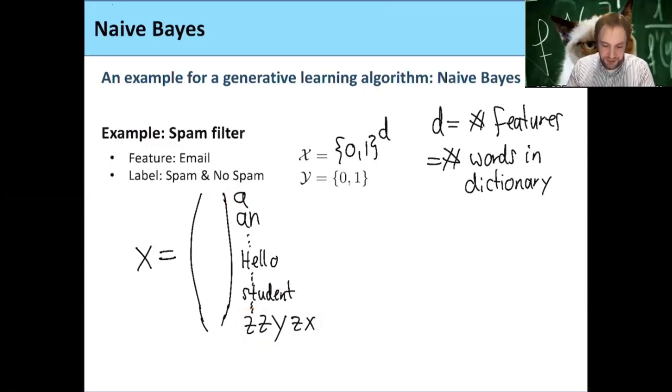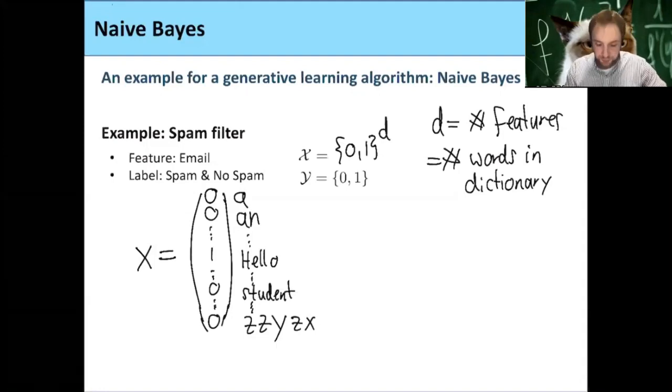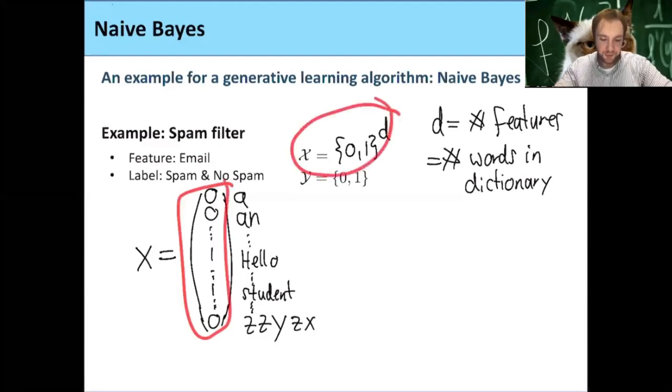So maybe A is a good first word, and this is a good last word. So maybe an email will look like this. And now I will have entries. So for example, if you have an email with the words hello students and blah blah blah, then maybe at some point there's an A, but let's assume not. But here maybe there's a hello, there's a students, and probably there's not this word in there. But this email can then be written as a vector in this feature space here.